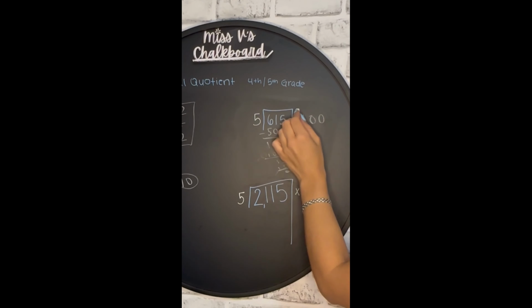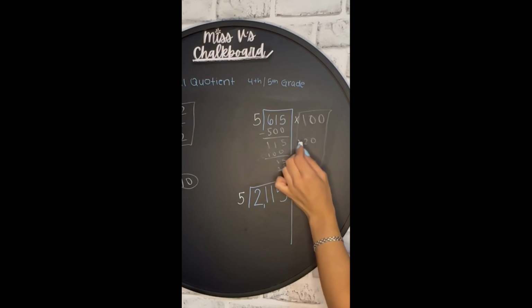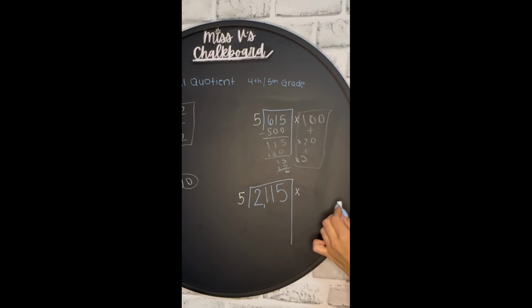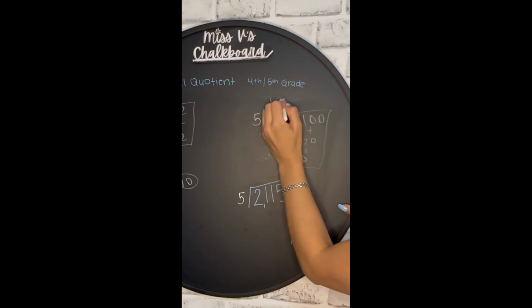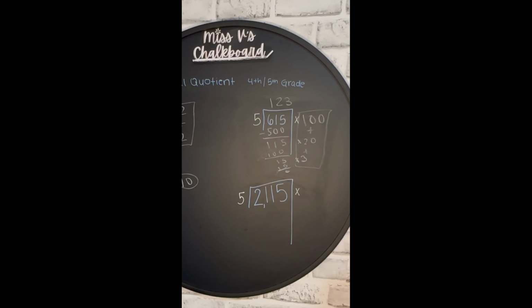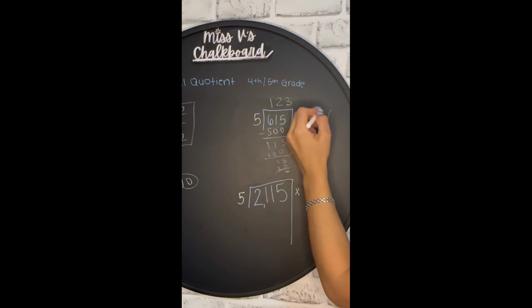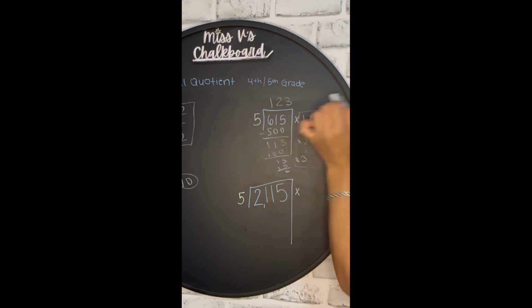Now again, I need to add up all of these numbers on the side. Anything that I multiplied with my divisor, that's going to be my quotient. So I get 100 plus 20 plus 3 is 123. Now I'm done. Luckily, no remainder for any of these. If you did have a remainder, you would just write R and then whatever number you're left with on the side.